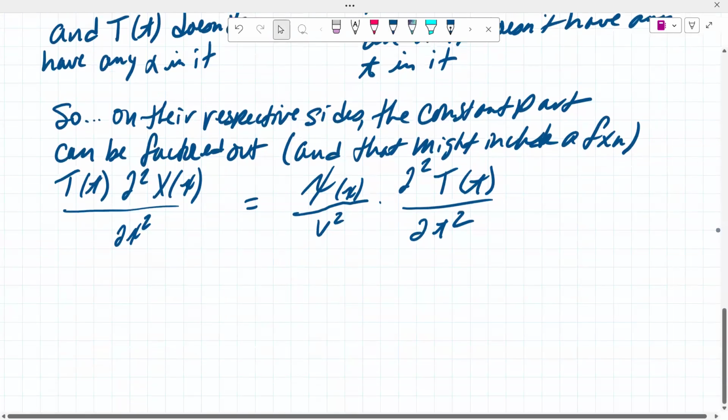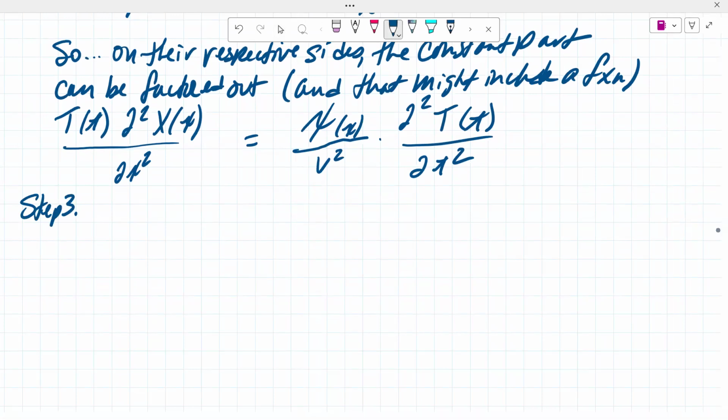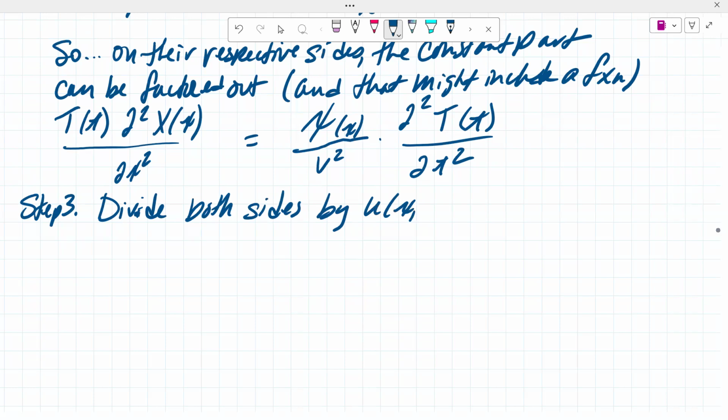All right, great. Now let's move on to step 3. So step 3 is divide both sides by U of x and t. U of x and t equals X of x times T of t. We have just one variable on each side.